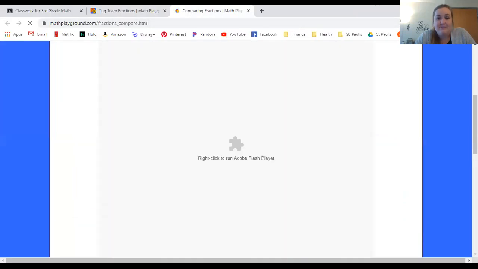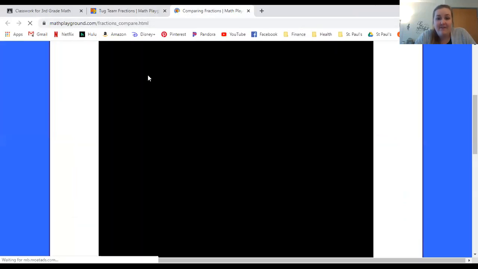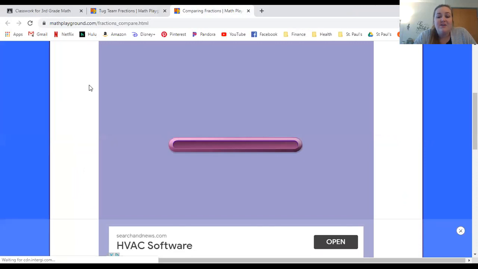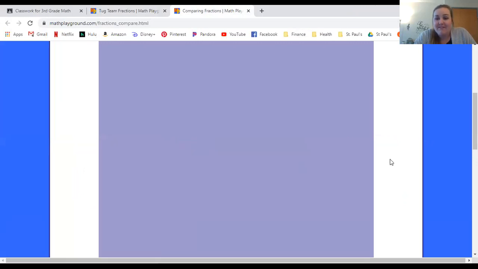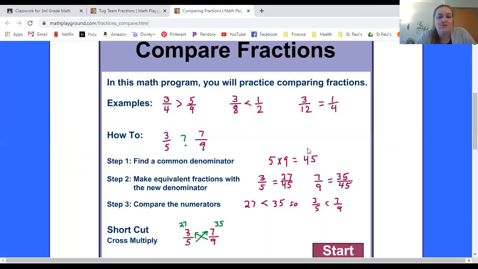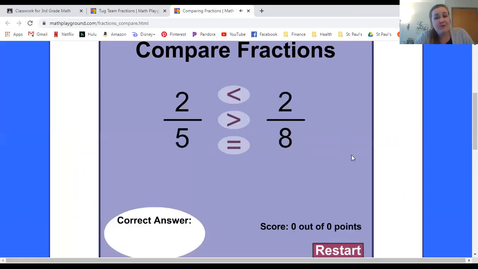Another option is Math Playground, which has a lot of different things. They have some fun games that talk about comparing fractions. Here it shows you, you can walk through the directions. And so I'm going to go through here. Now you're not going to always get all of them right, but just do your very best. So I'm going to think 2/5 and 2/8.